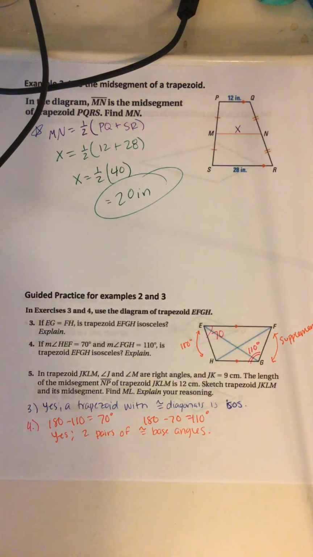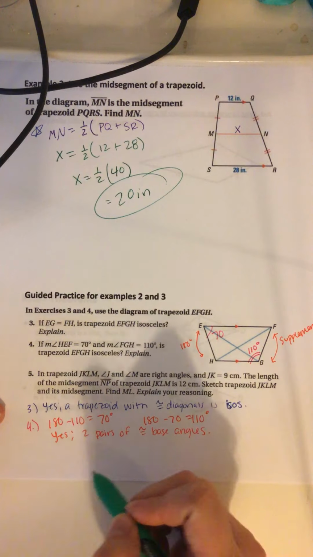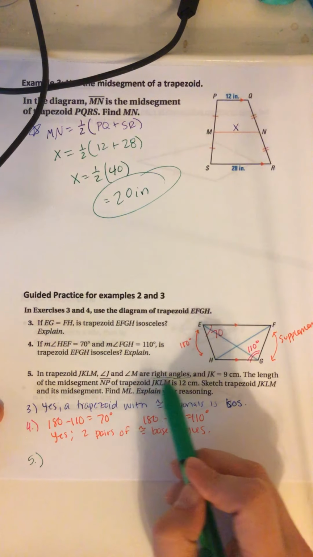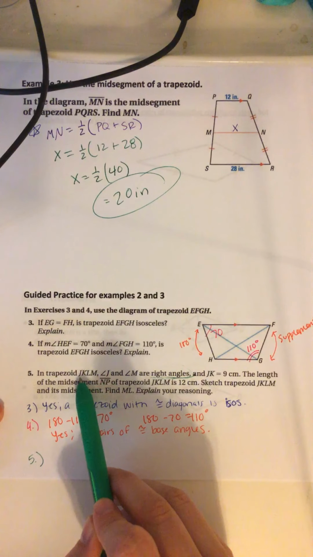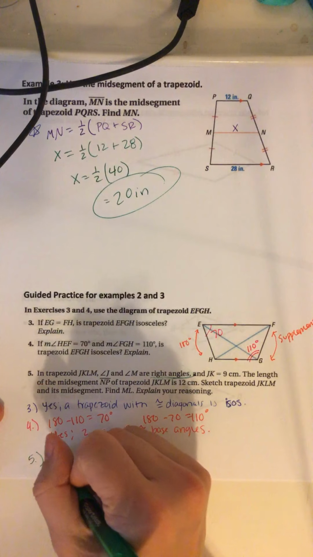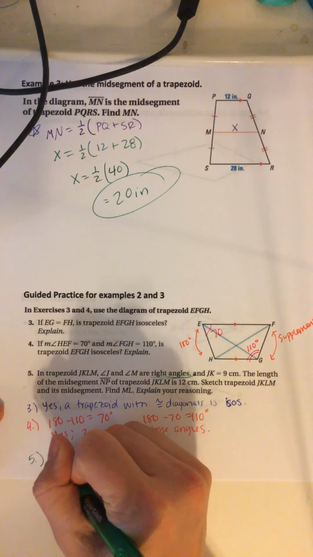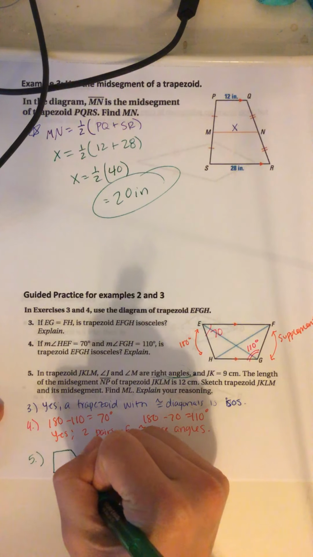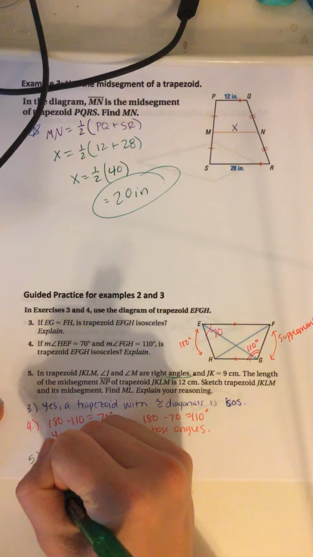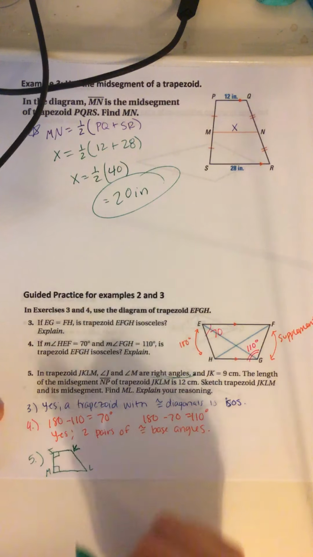Number 5, just a little bit trickier because you had to draw the picture to start. We have a trapezoid and they tell me angle J and angle M are right angles, meaning they are 90 degrees. And I know that they're going to be on the same side of the trapezoid because they're first and last here. So my picture is going to look something like this. You guys have probably had a different picture and that's okay. As long as it's a sketch and you had 2 right angles in there for J and M, be good to go.